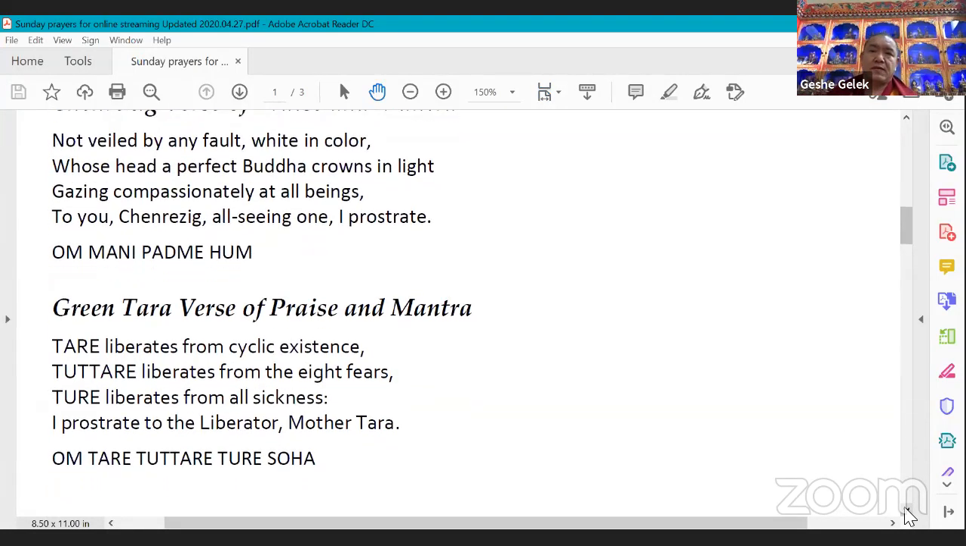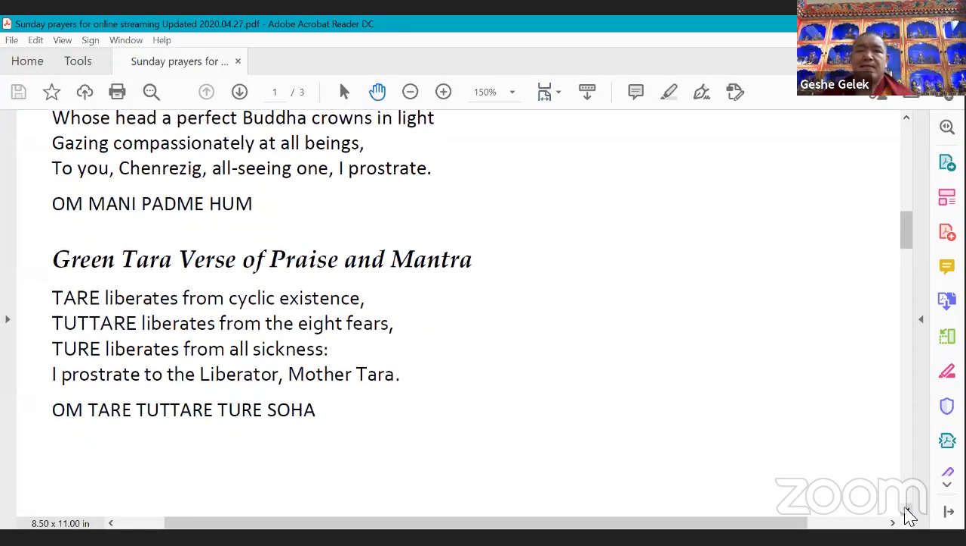Green Tara's first place in mantra. She's enlightened. Tara liberates from cyclic existence. Tara liberates from the 8 fears. Tara liberates from all sickness. I prostrate to the liberator, Mother Tara. So we'll say this 7 times.